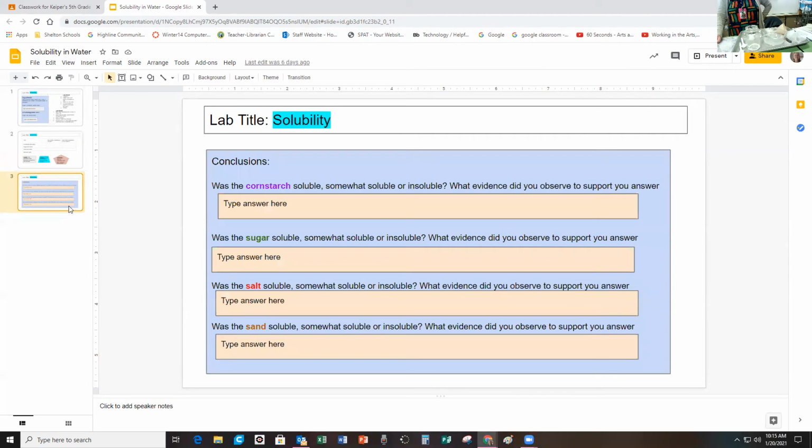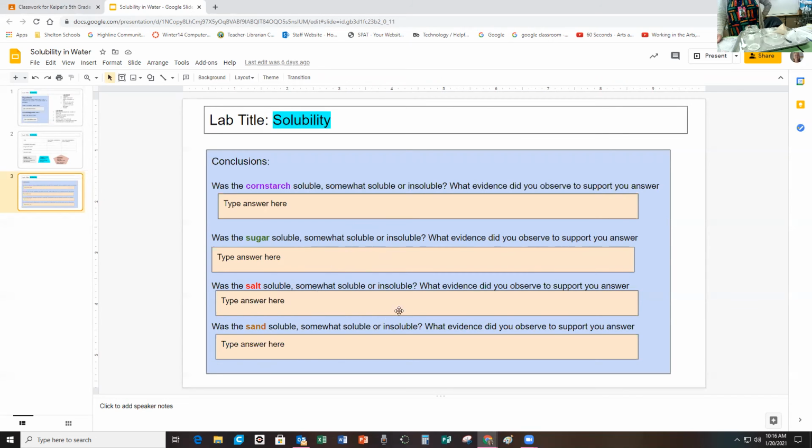And so the last thing you're going to do is answer these questions. Was the cornstarch soluble, somewhat soluble, or insoluble? What did you think? And what evidence did you observe? What did you observe on the filter, or what did you observe in the water? Was the sugar soluble, somewhat soluble, or insoluble? What evidence did you observe to support your answer? What was on the filter when we filtered the sugar or water? What was in the glass? Okay, did you see any sugar?